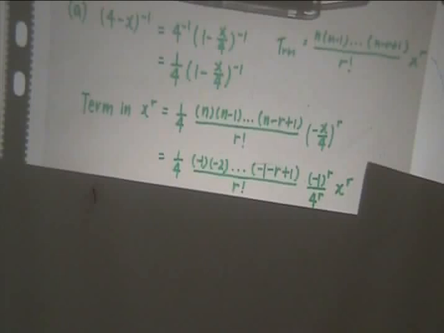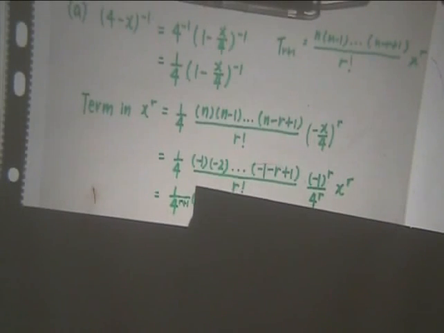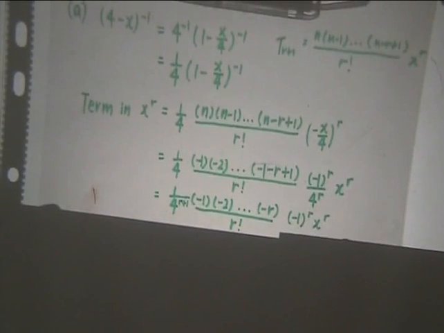From here, I see that I have a 1 over 4 here and I have a 4 in the denominator here also. So I can add their powers together. I will have 1 over 4 to the power of r plus 1. And then from here, you see minus 1 minus r plus 1 will give me minus r. So this fraction here will just be minus 1 minus 2 all the way to minus r over r factorial. So here I will be left with minus 1 to the power of r and x to the power of r.